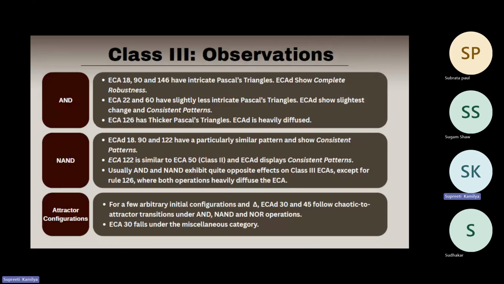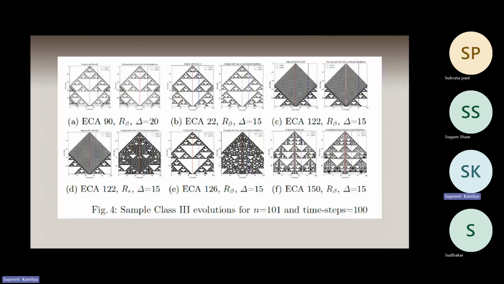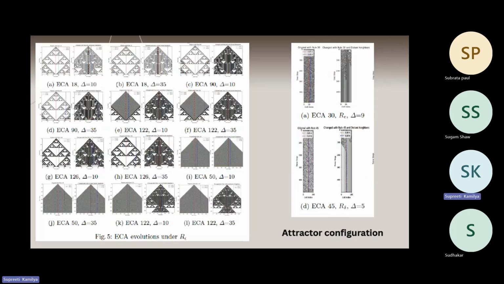Some particular observations about class 3 are that 18, 90, and 146 have intricate Pascal triangles. ECAD shows complete robustness. As you can observe here, there's 18 and 90. There's no rule 146 because of limited space. But we've observed that there are intricate Pascal's triangles appearing here for 18 and 90.